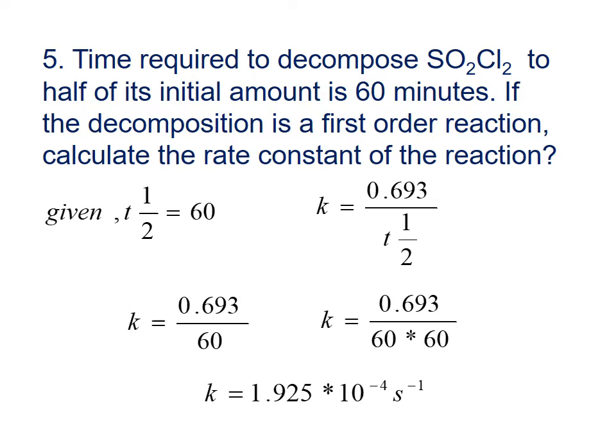Then the decomposition is a first order reaction and we must calculate the rate constant. Then how are the rate constant and T half of a first order reaction related? Do you remember the relation between half-life period and rate constant of a first order reaction? Yes, K is equal to 0.693 divided by T half. For a first order reaction, half-life period and rate constant are related like this: K is equal to 0.693 divided by T half.